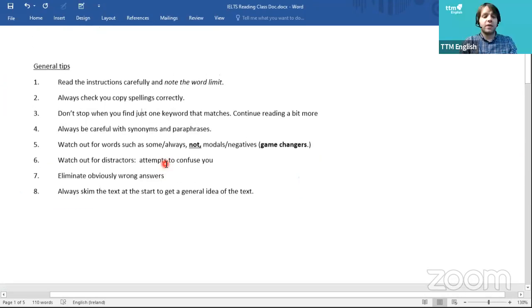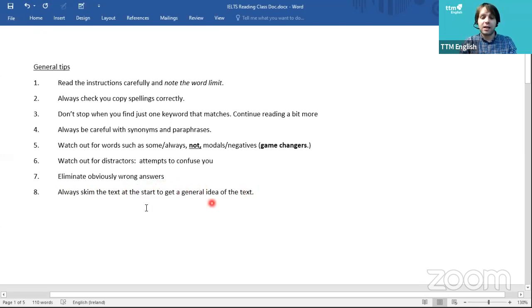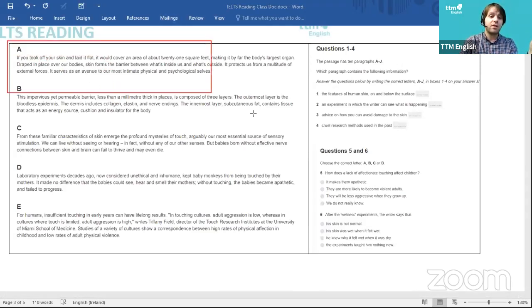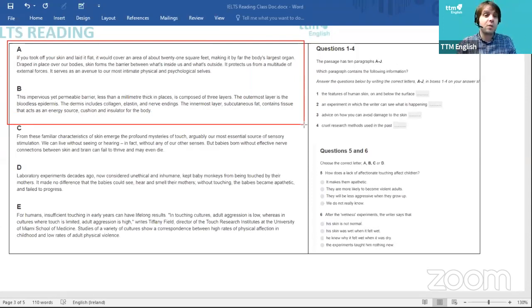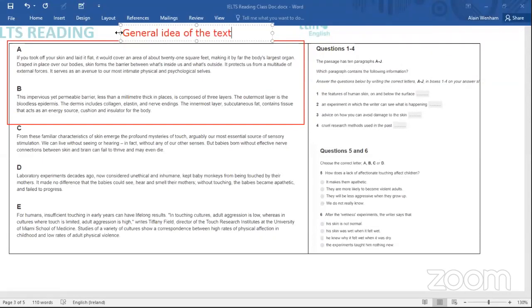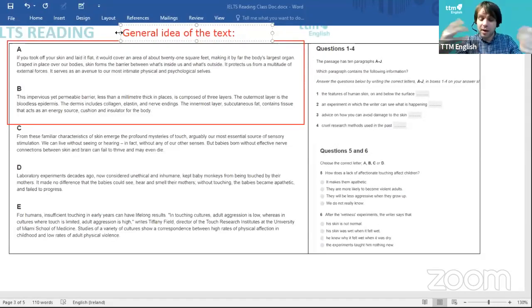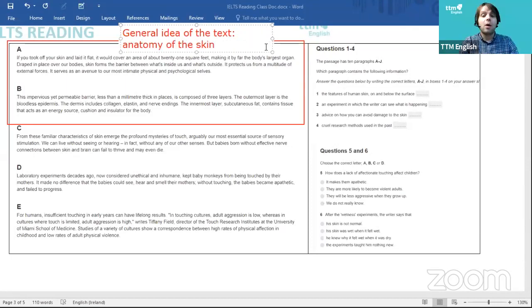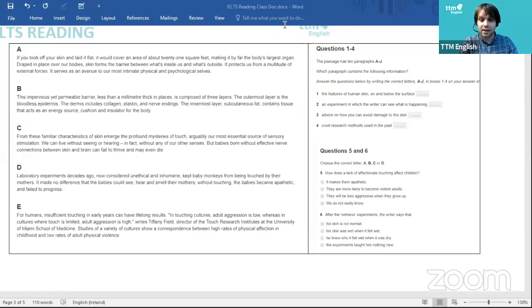So, guys, just don't forget, always skim the text at the start to get a general idea of the text. So imagine we're in the exam and we start the text. Here we go. One more time, we've got to skim this and get a general idea of the text. But we already know that, don't we? So, Shahani, one more time, what's the general topic of this text? Unmasking the skin, that was the title. Good. It's really talking about the anatomy of the skin. Yeah, anatomy. That's a good one. Okay, so that's the general idea of all the text, guys. This is a nice little article about skin and the anatomy of it.